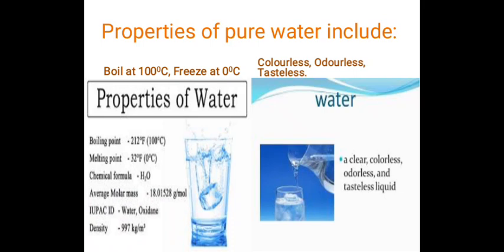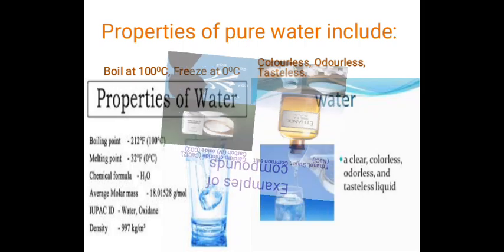A boiling point of 100 degrees Celsius, which is the same as 212 degrees Fahrenheit. Melting point of 0 degrees Celsius, which is the same as 32 degrees Fahrenheit. Chemical formula of H2O, average molar mass of 18.01528 grams per mole. The IUPAC name is water, or you can also call it oxidane. Density is 997 kilograms per meter cubed.